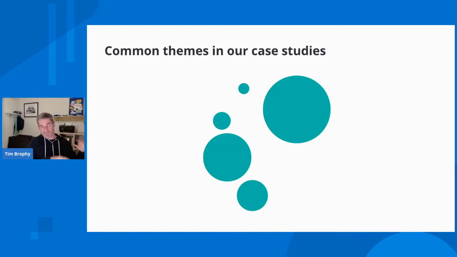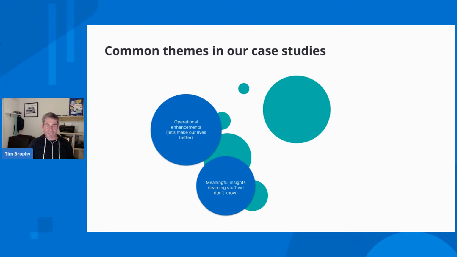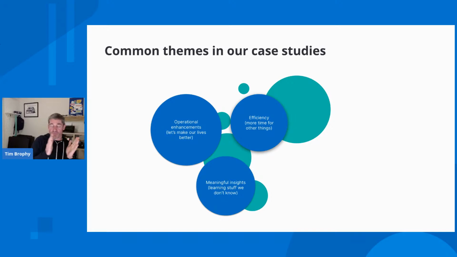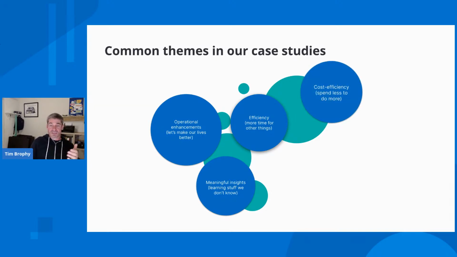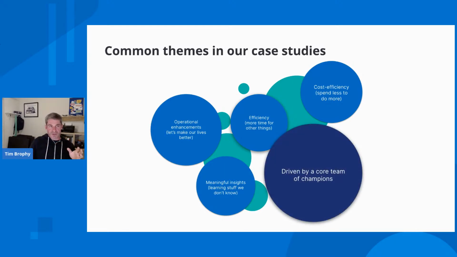So I went off and I said, okay, cool, there are all these case studies, people doing great things. So what are the common themes? There are operational enhancements: how do we make our lives better at work and doing our jobs? How do we get meaningful insights and learn the stuff we don't know? Some case studies are about efficiencies: how can we get more time for other things, driving more efficiency in the business? How can we get cost efficiency, spend less but do more? But everything is driven by this core team of champions.